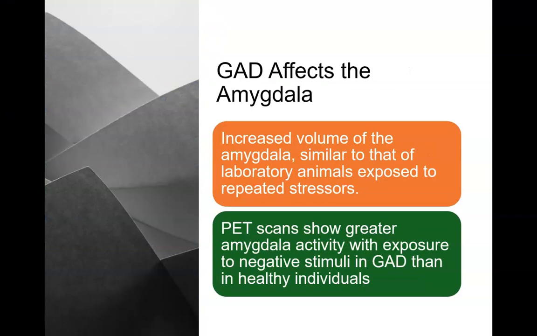And one of the other things that we know is that generalized anxiety disorder does affect the amygdala. Researchers have found that there's increased volume, but to a greater extent, what we are going to see is greater activity in the amygdala. So we do see increased volume in the amygdala, very similar to what we would see in lab animals that are exposed to chronic stress. And metabolic PET scans have shown greater metabolic activity in the amygdala when you are looking at different negative stimuli, if you have GAD compared to healthy individuals. So there's a greater, more intense, more active amygdala response when being presented with negative stimuli compared to healthy individuals.